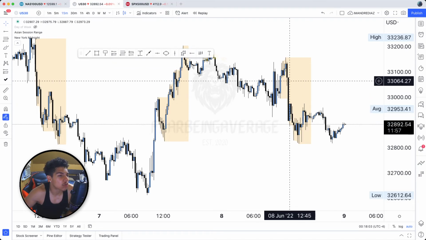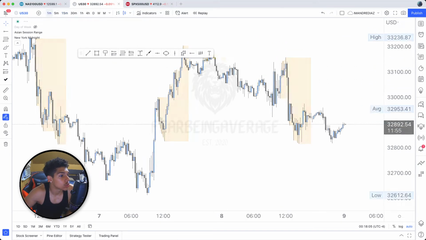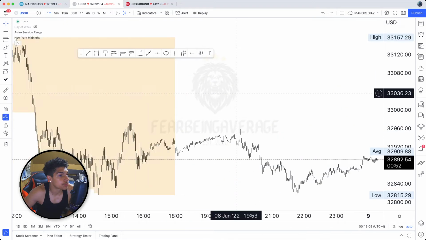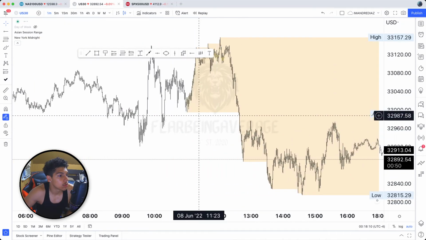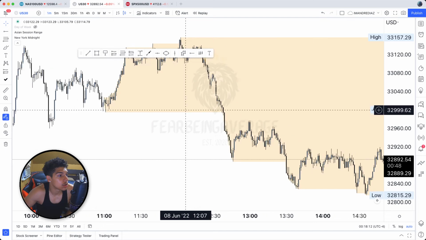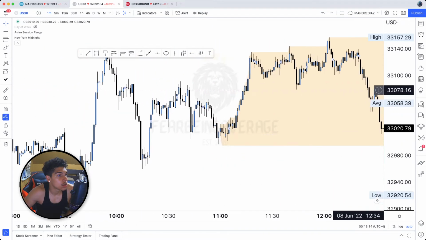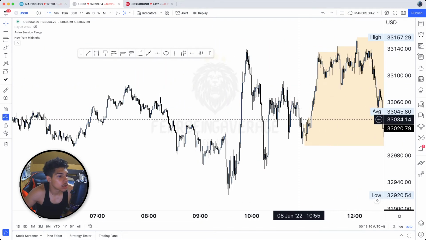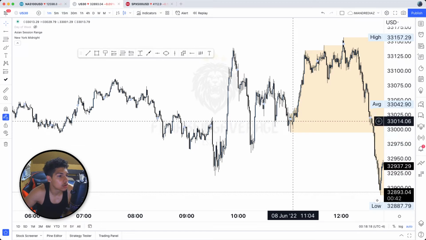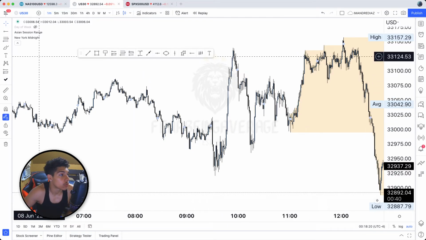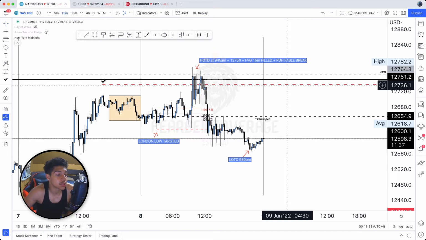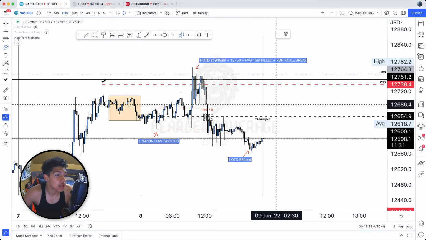I was able to catch the long on US30. Where was it? I think I caught this move right here. One of these moves, whatever it was. But yeah, I caught that on US30. If you're in the Telegram or if you were in the live stream, then you would know. But with that being said, I was about to end the video, but we almost forgot.